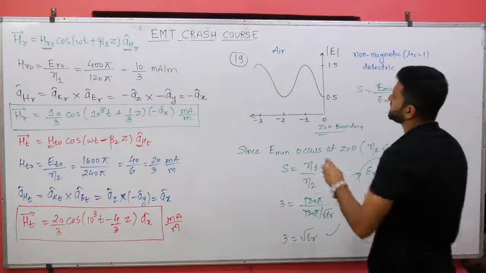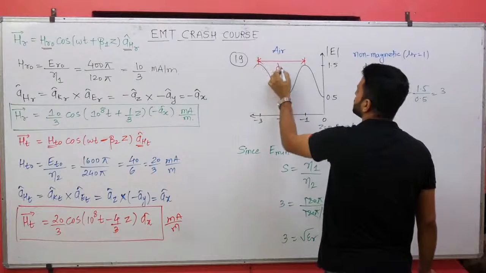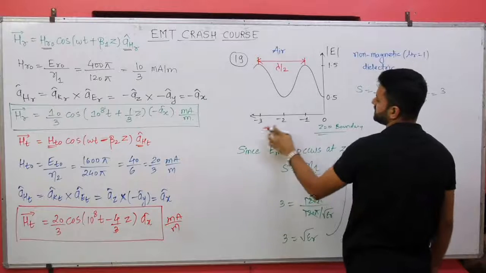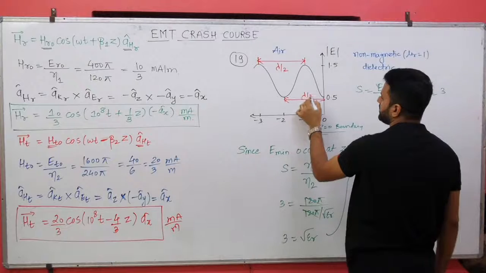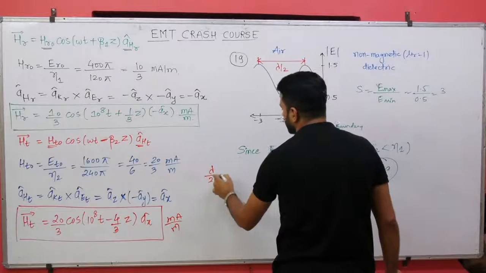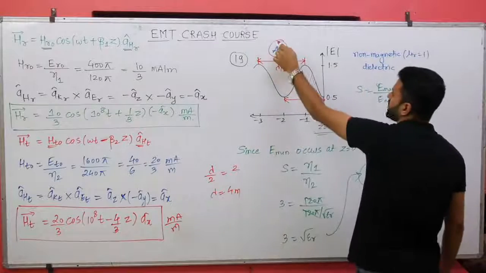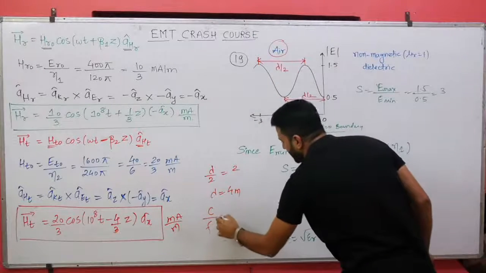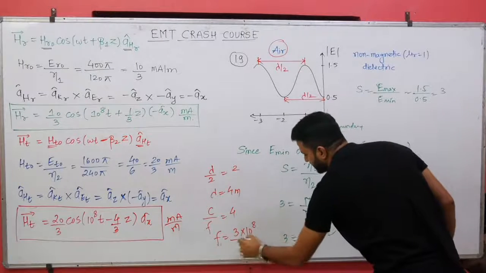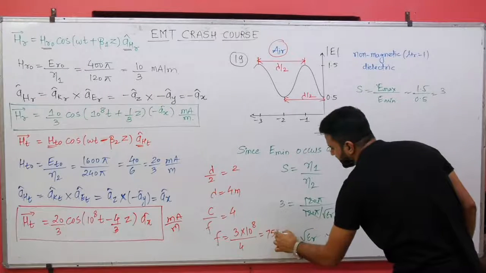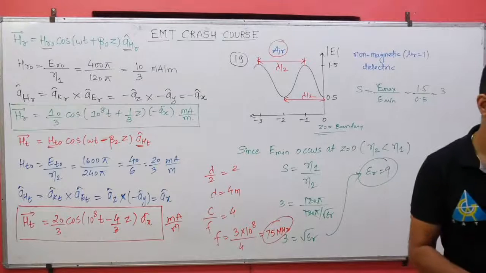So we also know that the distance between two maxima is equal to lambda by 2. If you measure the distance between the two maxima or the minima, you will get lambda by 2 is equal to 2. So you will get lambda is equal to 4 meter, and because we are talking about air, it is c upon f is equal to 4. So from here f is equal to 3 into 10 raised to power 8 divided by 4, that is nothing but 75 megahertz. So you will get the 75 megahertz frequency.